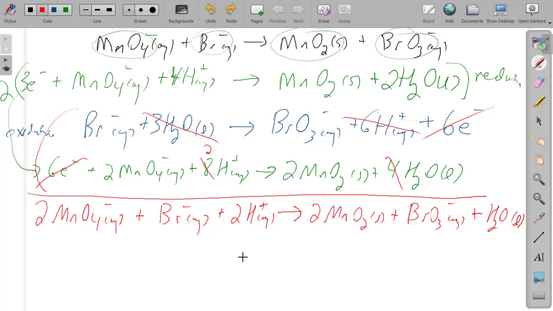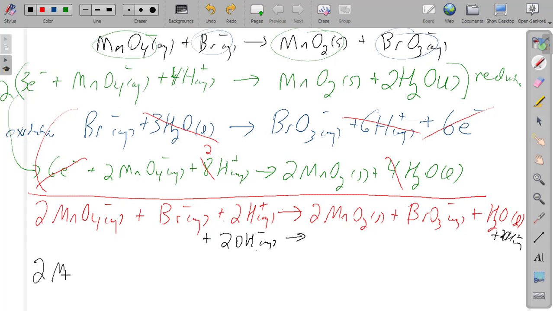But the question says balance it in basic solution, so we need to do hydroxide. So what we're going to do is add hydroxide to both sides, because algebraically what you do to one you must do to the other. But my goal is to cancel out the H plus. So what I need to do is add 2 hydroxides here, right? That makes this into water. 2 H pluses plus 2 hydroxides makes water, which means then that I need to add 2 hydroxides to this side as well, because what you do to one, you do to the other. So this is going to turn into water.